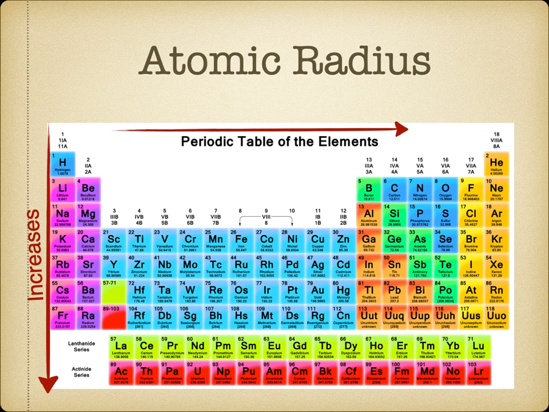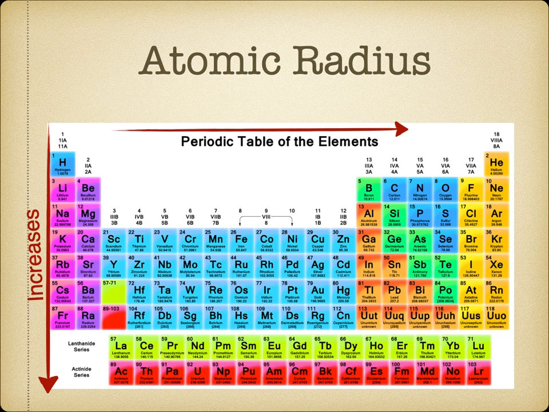Now, let's talk about going across a period. This is a drastically different thing. So your first thought might be, well, as you go across a period, then you're increasing your number of electrons, so the atom must get bigger. But we have two things going on here, right? You're increasing the number of electrons, but you're also increasing your nuclear charge.